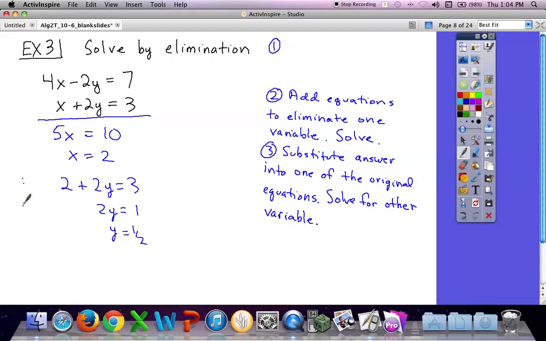So unlike substitution, where there's one obvious place to go to find the second variable, you actually have to choose when you do elimination. Take one, either one of them is fine. You would get the same answer. So here's our solution: 2, 1/2.